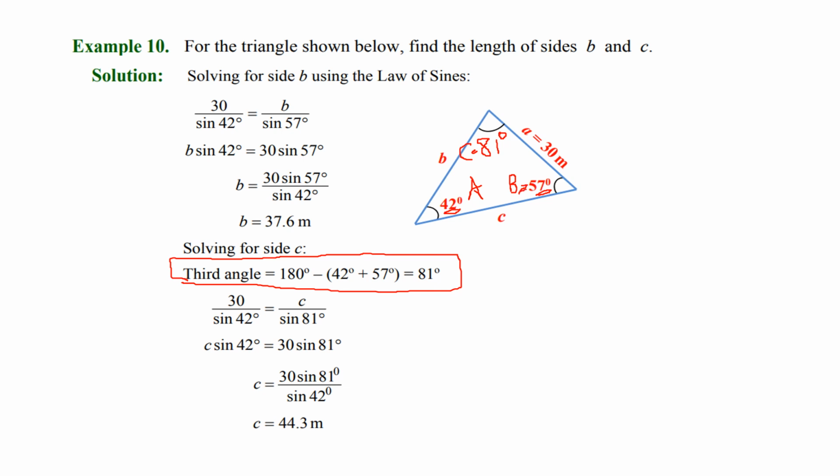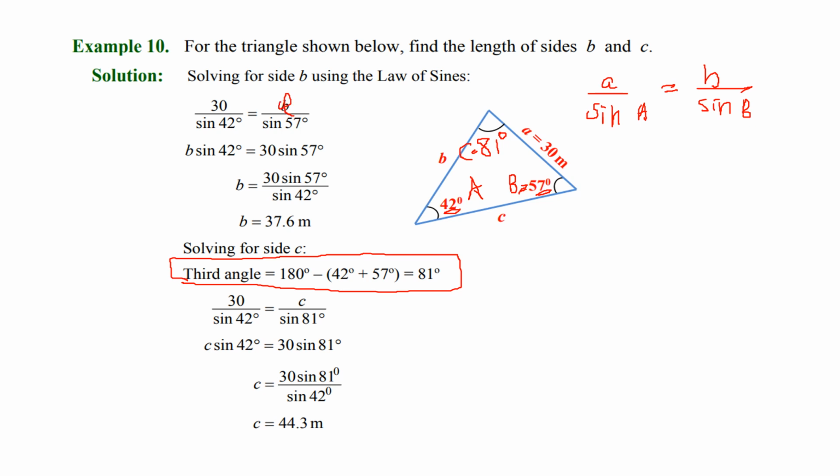Now write the rule for sine rule. What is the rule for sine? A over sine A, and you can replace the values. What is A? A is 30 divided by sine 42. That is equal to B over sine capital B. What is B? B we don't know, so keep it as it is. Sine 57°. Capital angle B is 57, and we have to find B.